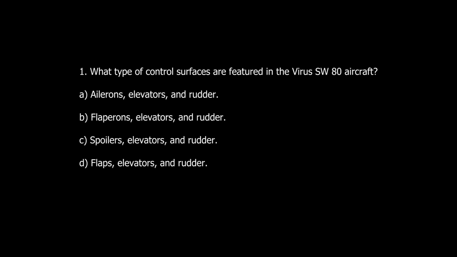Questions. Question number 1. What type of control surfaces are featured in the Virus SW-80 aircraft? A. Ailerons, elevators, and rudder. B. Flap ailerons, elevators, and rudder. C. Spoilers, elevators, and rudder. D. Flaps, elevators, and rudder.